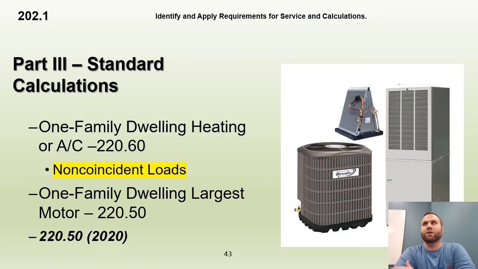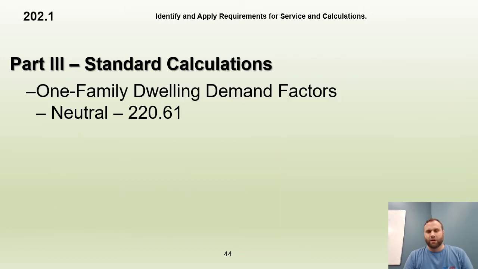So if it's the largest motor and it doesn't get omitted, we increase it by 25%. If it is the largest motor and it ends up still getting omitted as a non-coincident load, then we move on to the next largest motor, whether it be a fan or a pump. And that we get out of 220.50 and 430.24.